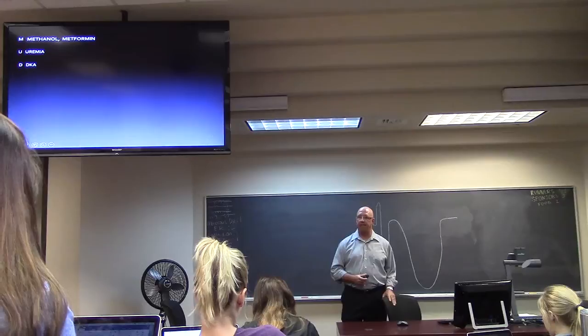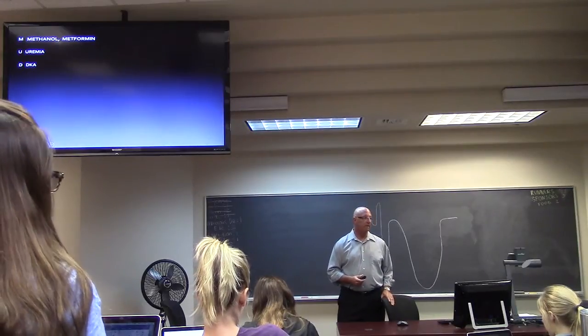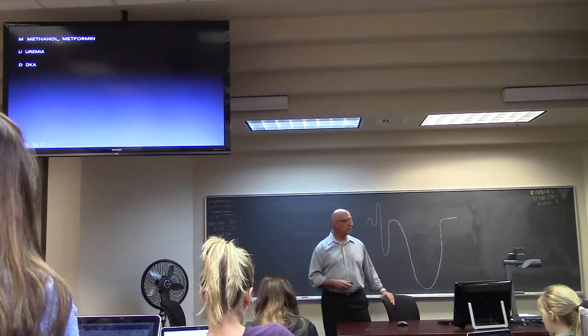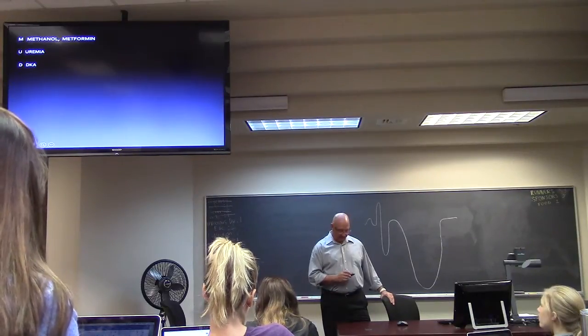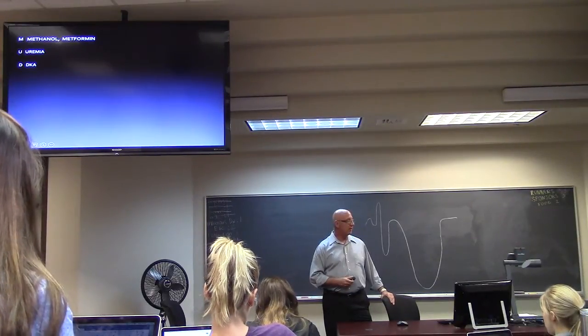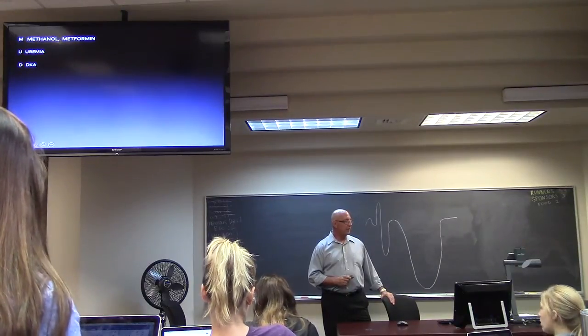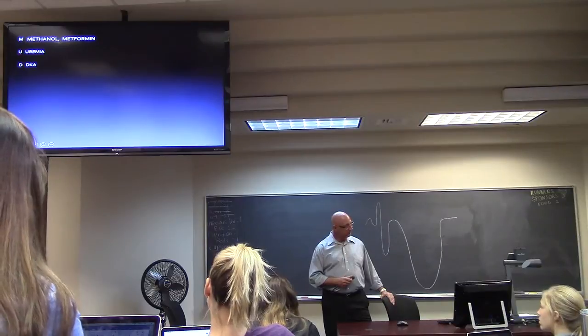D. It's DKA. How are we going to test for that? ABG. Just looking at their labs, the chemistries, right? They've got high blood sugars, they're going to have high ketones, they're going to have an anion gap that's elevated. A lot of times serum ketones are going to be very, very acidic. That should be very easy to diagnose.